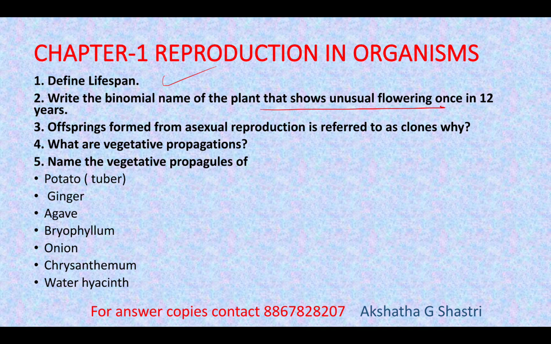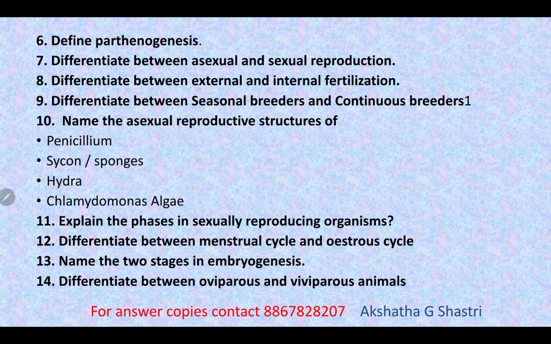And offsprings formed from asexual reproduction are referred to as clones. Why? And what are vegetative propagations? And name the vegetative propagules of potato, ginger, agave, bryophyllum, onion, chrysanthemum and water hyacinth. And next is define parthenogenesis.